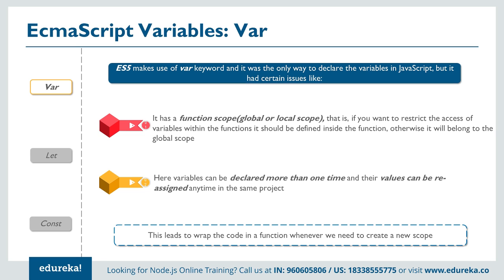Let's say you don't want the value of f outer to be used inside f inner. For that, what you'll have to do is, in the f inner, declare that variable again, say var x again, and then it will be redeclared in the inner function as its own variable, and the one that is in the outer function won't be accessible. So here variables can be declared more than one time, and their values can be reassigned anytime in the same project. Yes, that is also true with var variables.